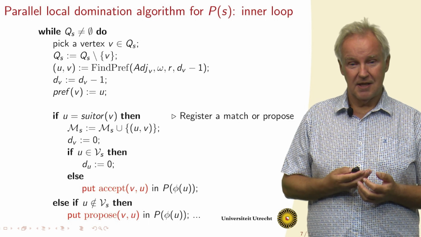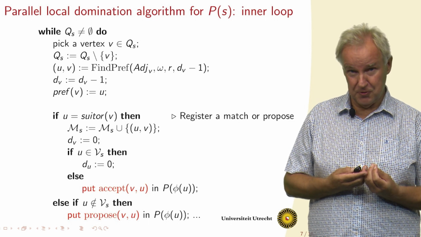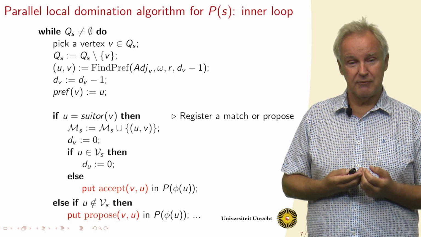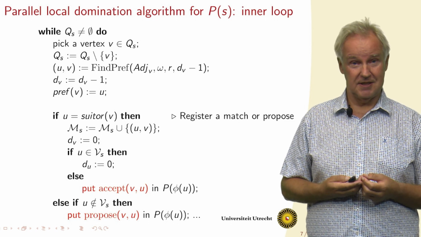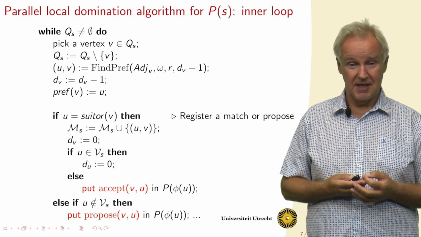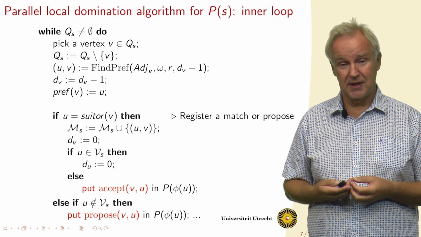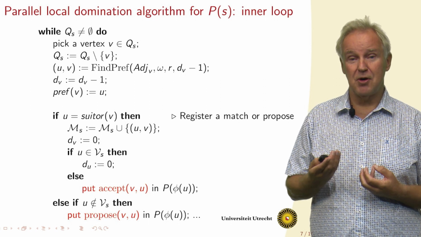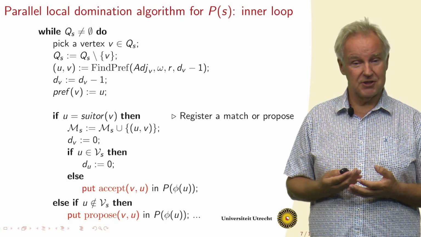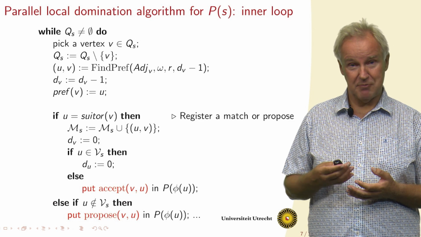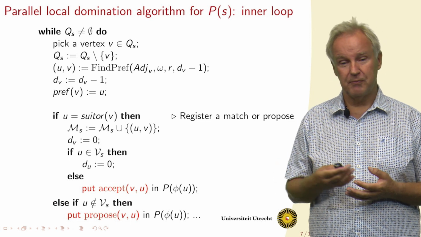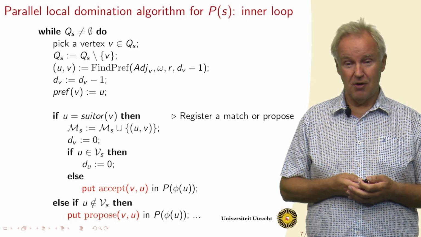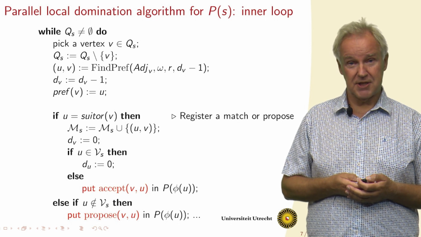But then we have a match to u, then u could be local or non-local. So if u is local, if it is in the vertex set vs, then we also set the degree of u to 0. But otherwise we have to do something remote. We put a message called accept of v to u, v accepts u, in the owner of u, and that's processor phi u.